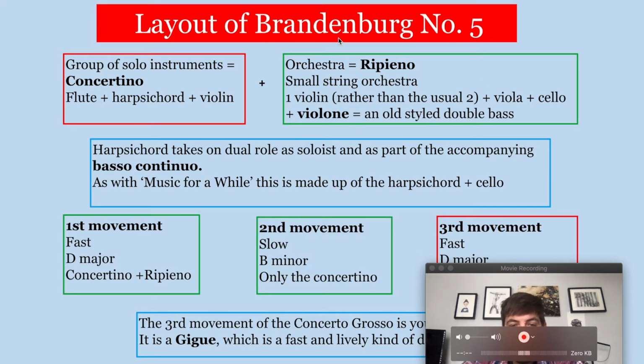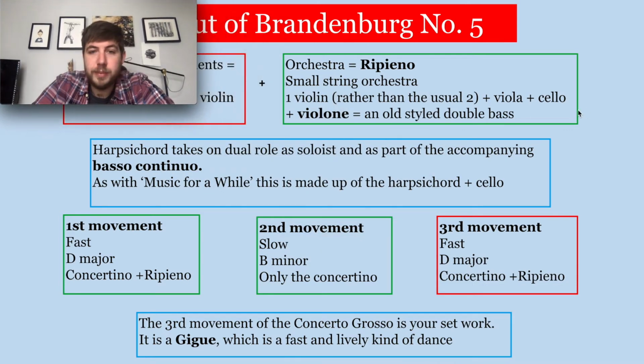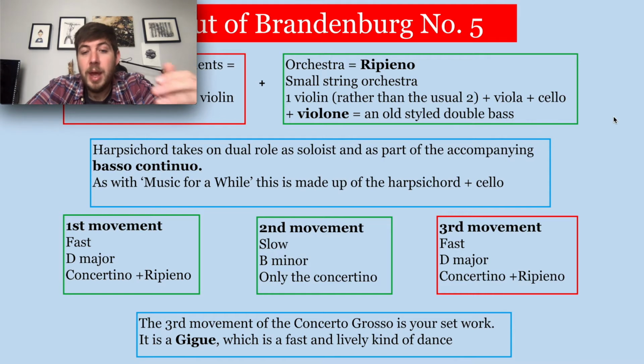And then we have our movements. So the first movement, I'm going to have to move this again. The first movement being fast in D major, and you have the concertino and the ripieno playing together. The second movement, it becomes a slow movement, and we move to B minor. Now, you'll see if you've got your circle of fifths that B minor becomes the relative minor of D major, and you only get the concertino. So only the solo instruments are playing at this point.